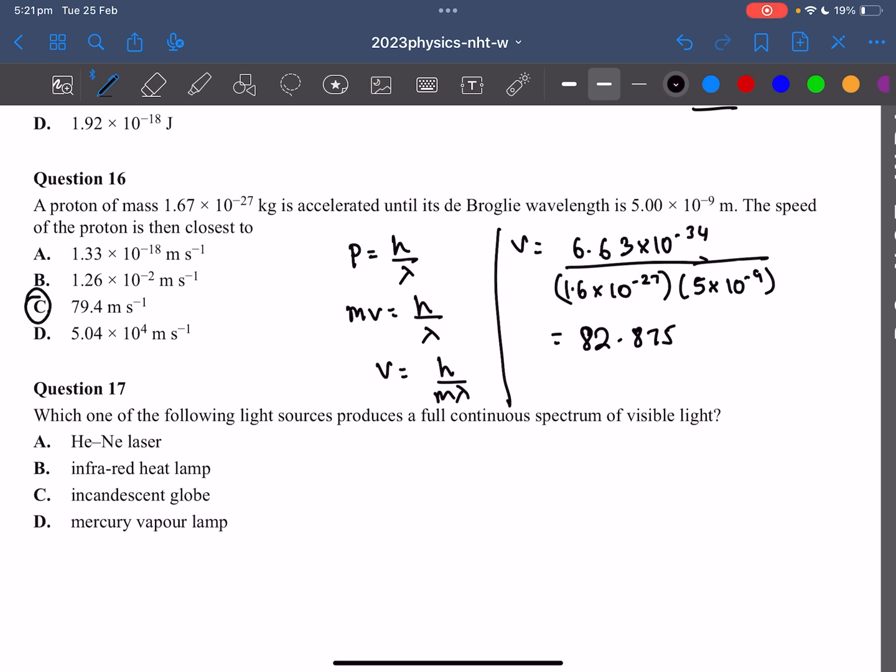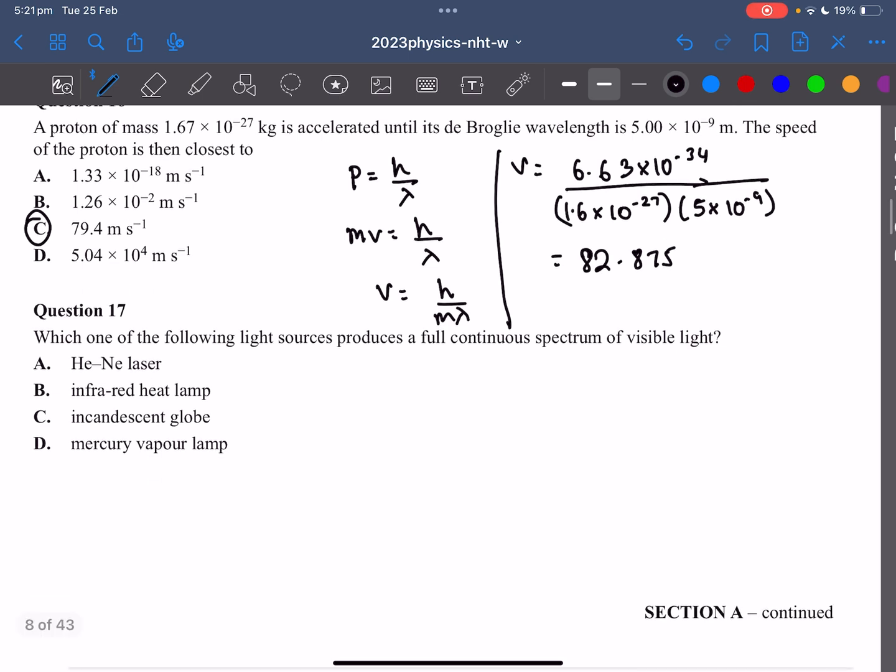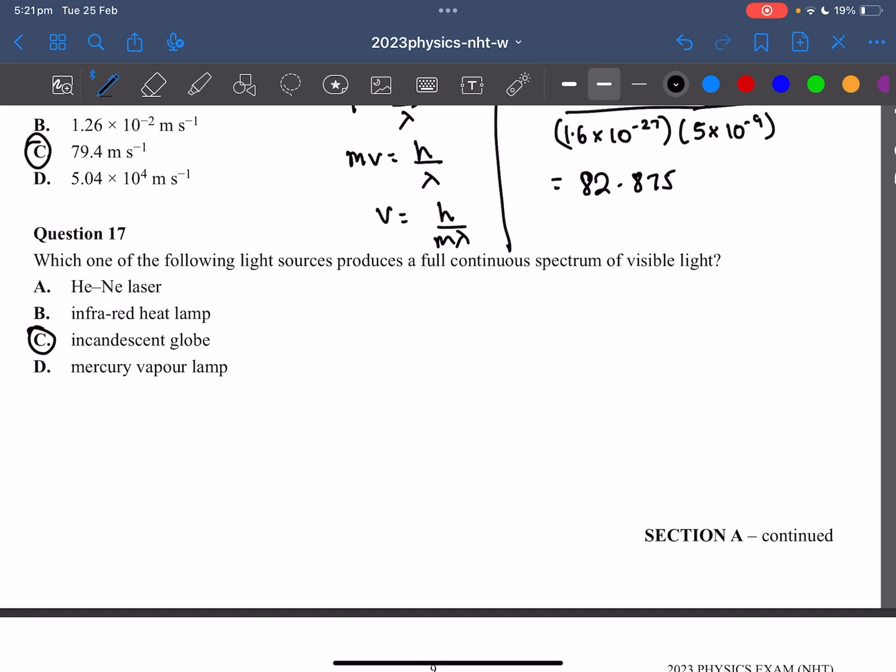Which one of the following light sources produces a full continuous spectrum of visible light? Yeah, incandescent globe.